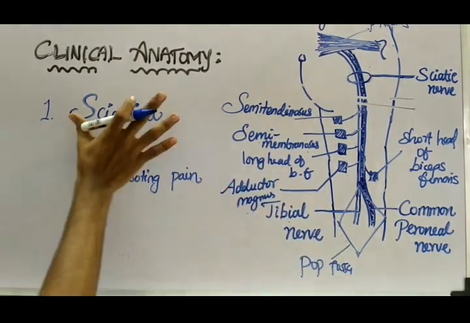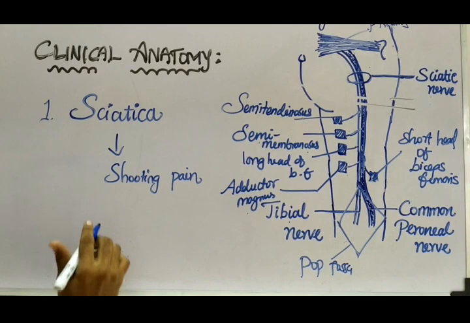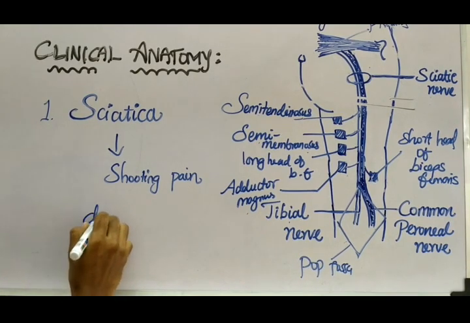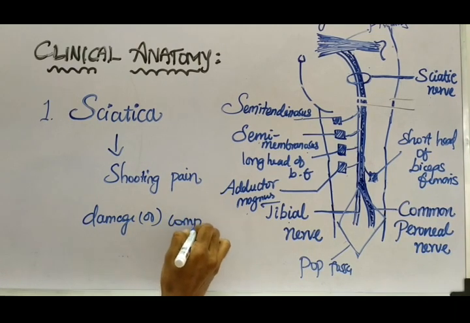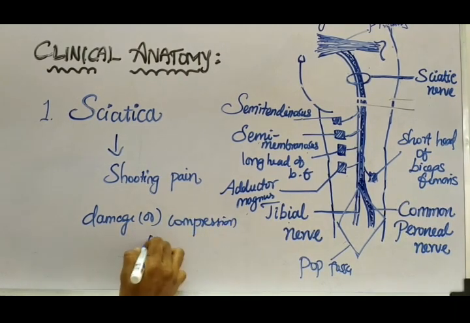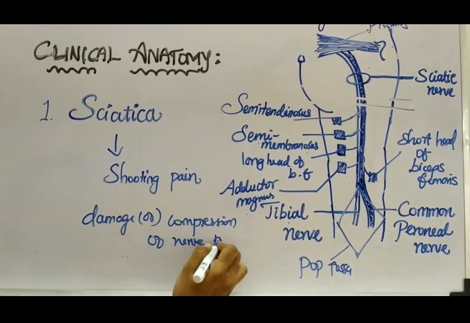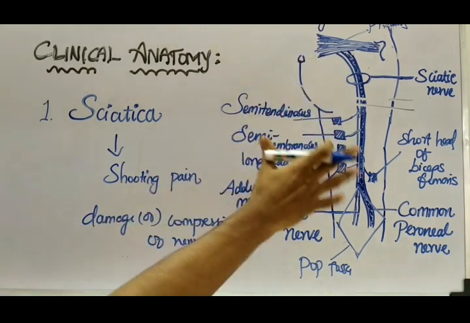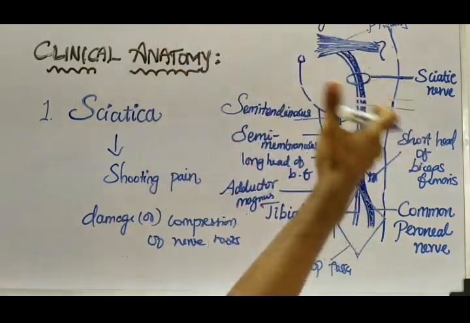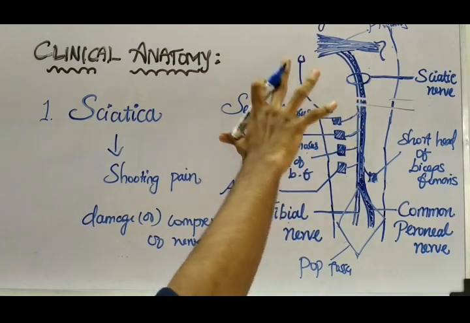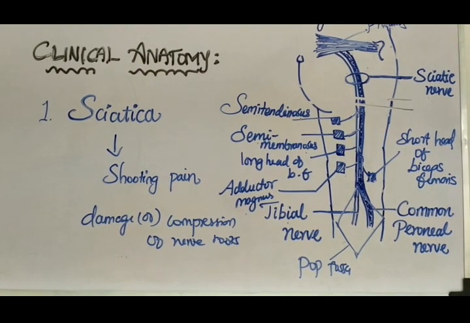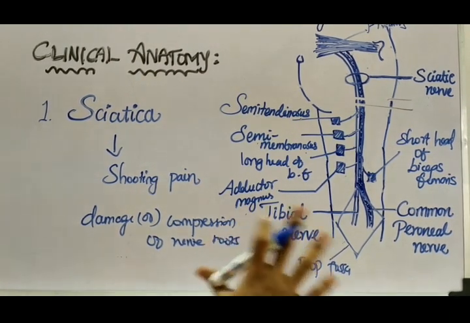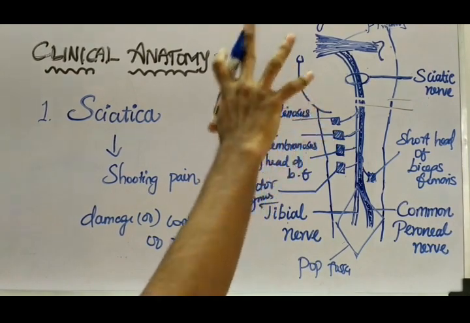The causes of sciatica may be the damage or compression of nerve roots. The nerve roots of sciatic nerve may get compressed or damaged due to several conditions like prolapse of the disc and neuritis, and so many conditions which arise in the vertebral column.